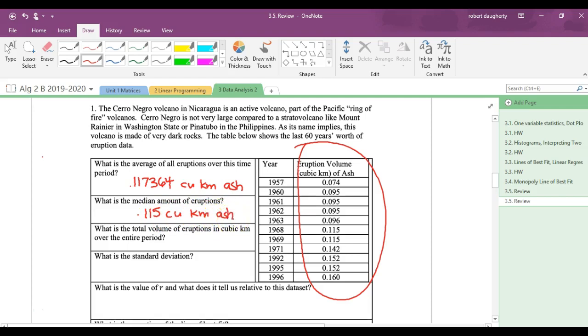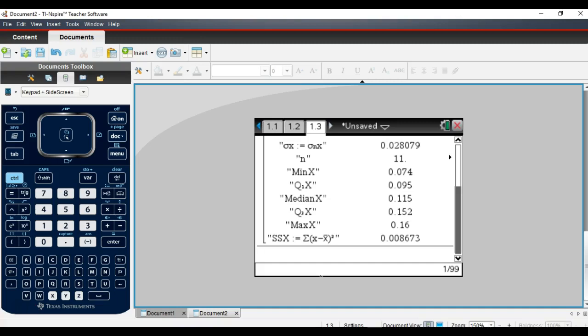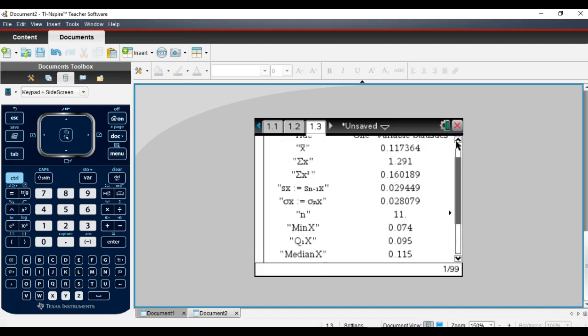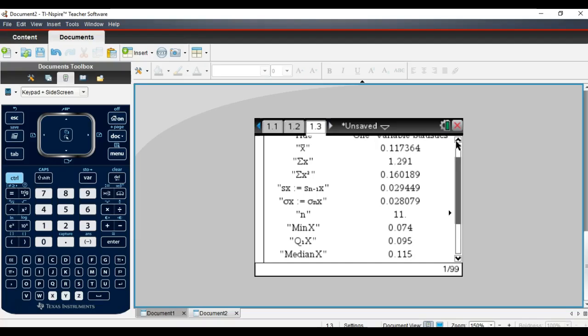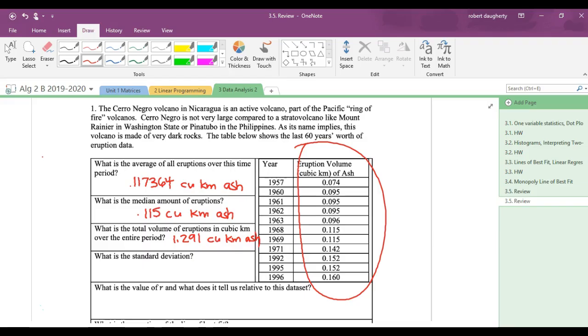What is the total volume? So if I go back, total volume, I'm looking for right there where it says the sum of all values, sigma x, 1.291. So 1.291 cubic centimeters of ash. What is the standard deviation for this data set? Standard deviation is SX, 0.029449.